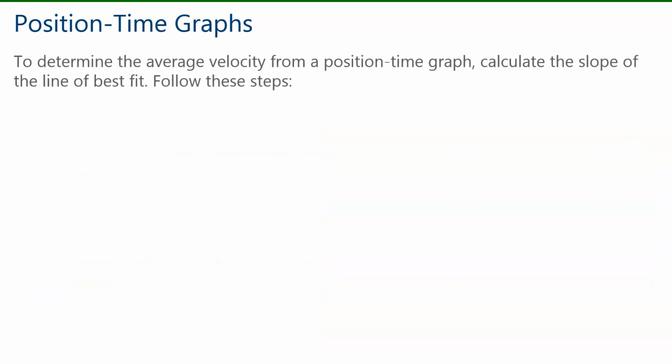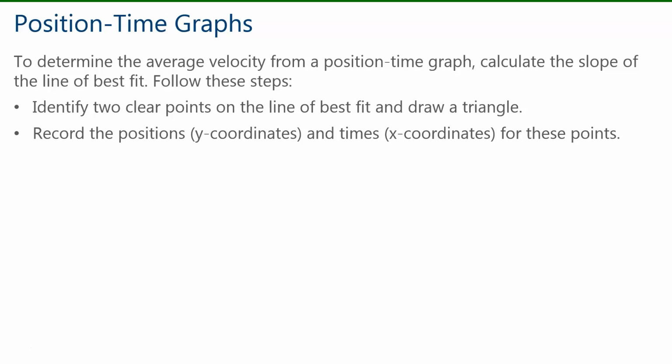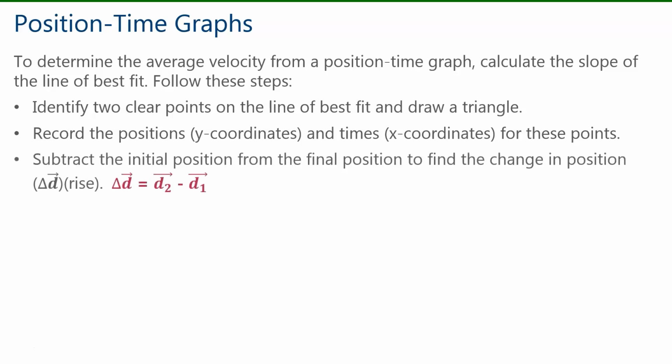To determine the average velocity from a position time graph, calculate the slope of the line of best fit. These are the steps you need to follow. Identify 2 clear points on the line of best fit and draw a triangle. Record the positions, the y-coordinates, and the times, the x-coordinates, for these points. Subtract the initial position from the final position to find the change in position. This is the rise, so the change in position is d2 minus d1.